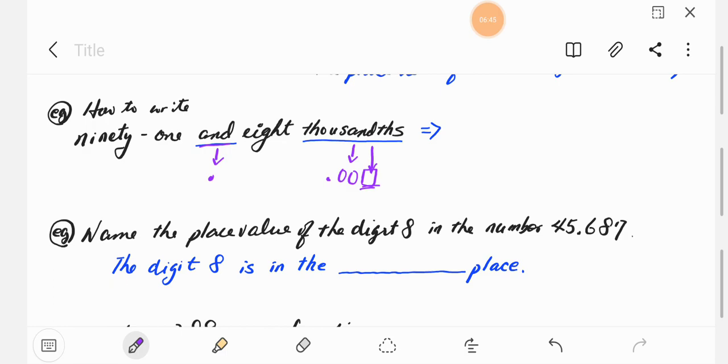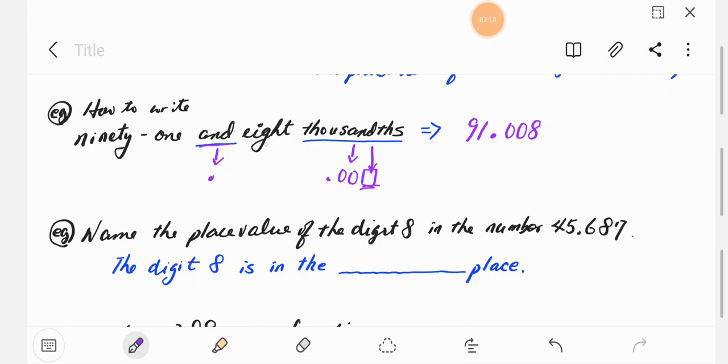Thousandth. So you can write it as 91. Okay, write down 91 and 8. So 8 should be the last digit of this thousandth. So 008. So you can read it as 8 thousandths, right? So 91 and 8 thousandths. Make sense?